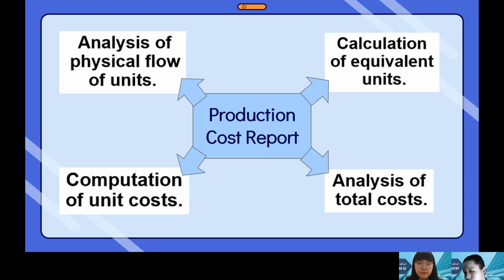There are 4 steps used in preparing a departmental production report. First is analysis of physical flow of unit. Second, calculation of equivalent unit. Third, computation of unit cost. And last, analysis of total cost.